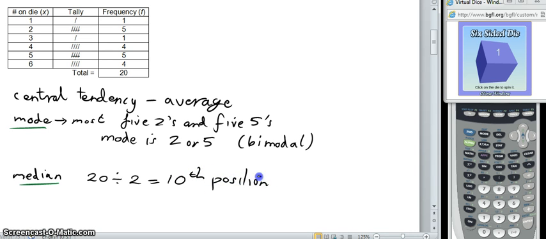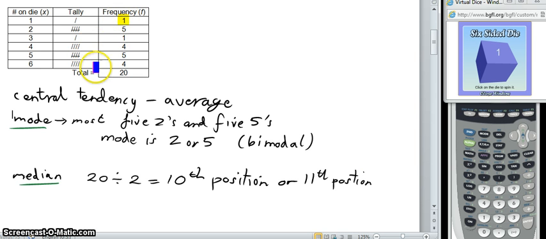However, because there's 20, there will be 2 middles. So we're looking at the 10th and the 11th position. Now I'm going to show you that in a minute, but let's just go count down through our list.